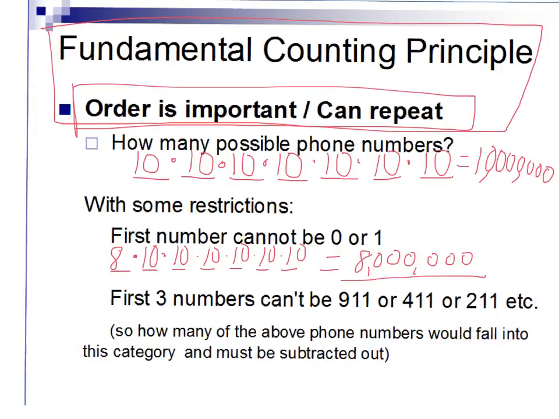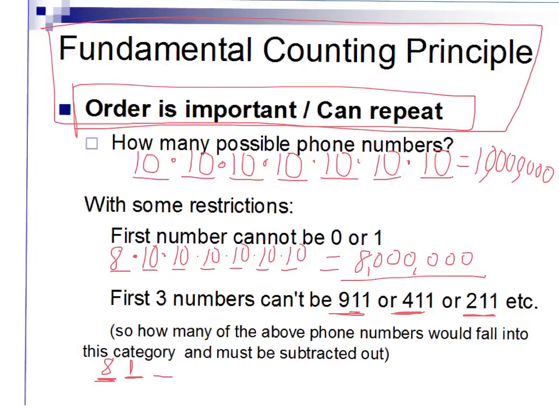Well, let's think through this. It's going to have to be some number, and really, since it's 911 or 411 or 211, it can kind of be anything, except that I've restricted it still that it can't be a 0 or 1. So I still have 8 options for that first number. All right, for the second number. Now remember, I'm trying to force these situations to happen. So the second number looks like it has to be a 1. So I would only have one possibility. It's got to be a 1.